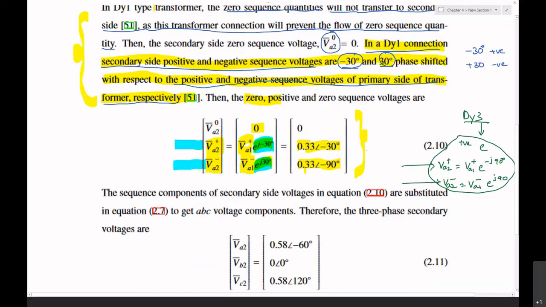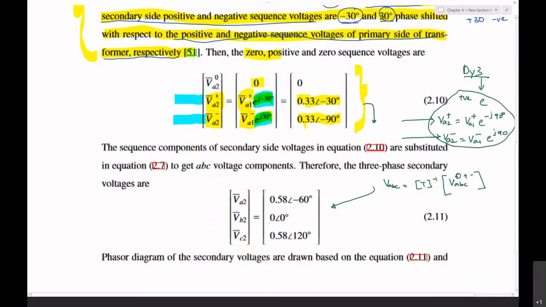Now, these voltages are the sequence voltages. We need to convert back to the ABC voltages. Again, we need to go for the inverse transformation. That is, VABC is the T inverse, the transformation inverse, applied to the zero sequence, positive sequence and negative sequence voltages. Once we do this transformation, we are going to get these voltages.